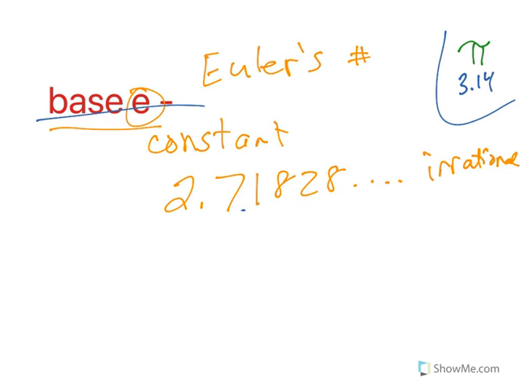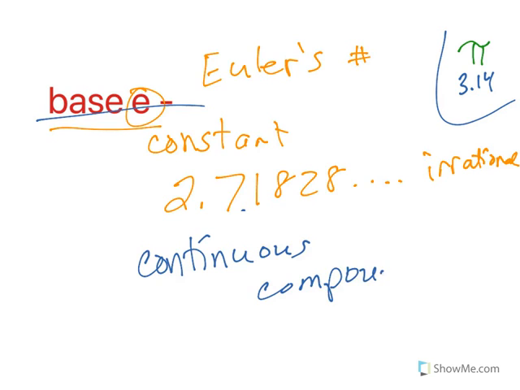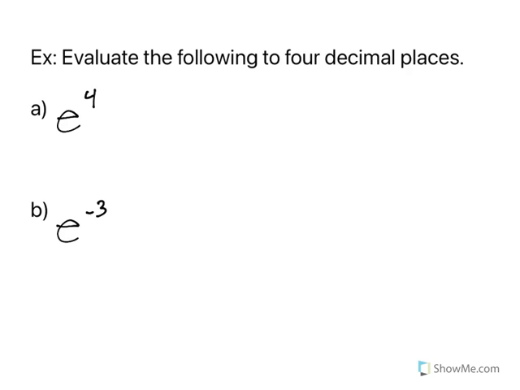Now, base e is this constant, 2.71828, goes on and on. It's most famous for use when we do continuous compounding of interest. That's the most common place where we're going to see it. Your calculator likely has an e button, and that's what we're going to play with today. So we're going to evaluate the following to 4 decimal places.